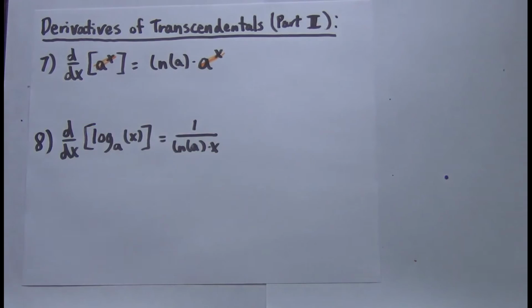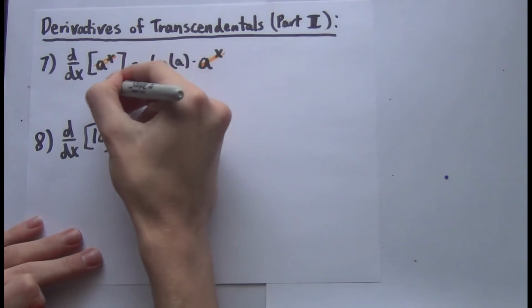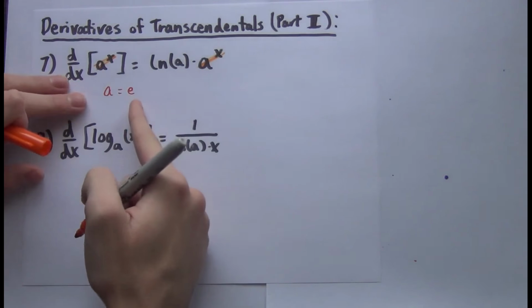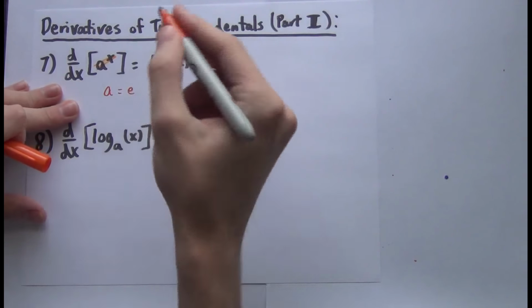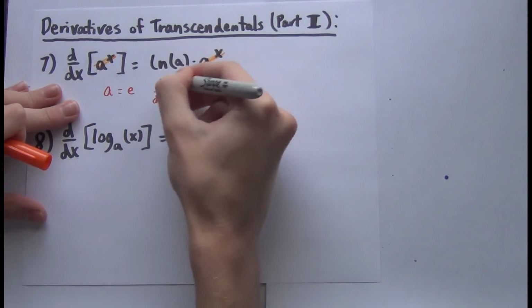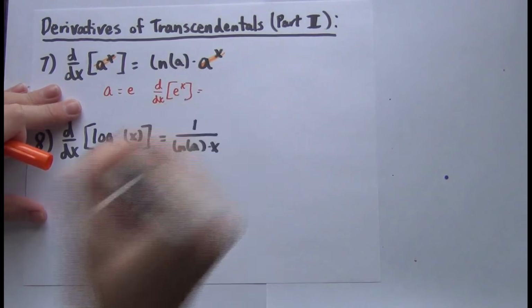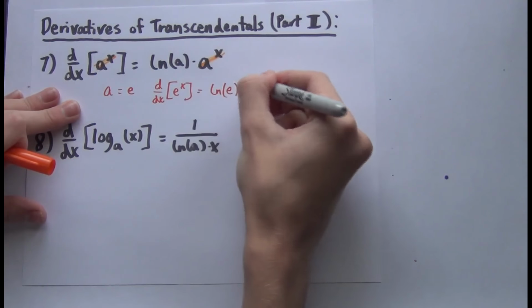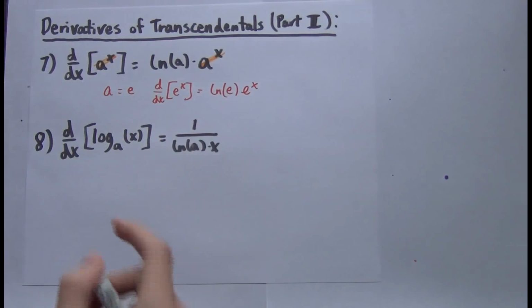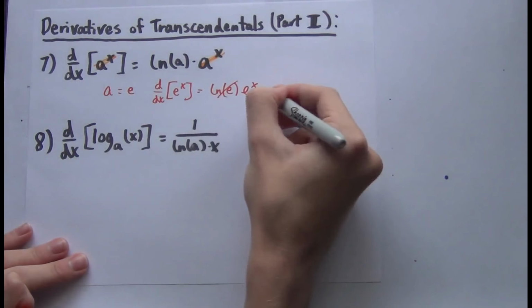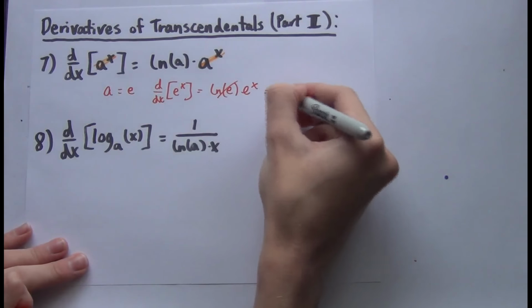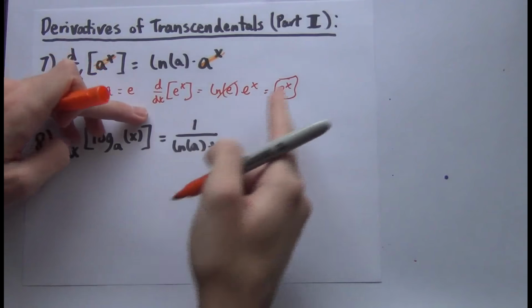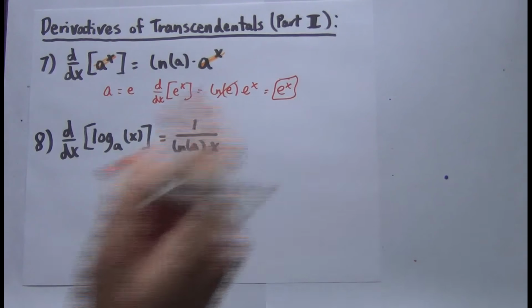Okay, so a really nice example is if my base a equaled the constant e, Euler's number e, okay, then I'm taking the derivative of e to the x, which is the natural log of my base e times e to the x. Well, the natural log of e is defined as 1. Okay, so the derivative of e to the x is e to the x. It is the only function whose derivative is the same thing as the function, which is pretty cool.